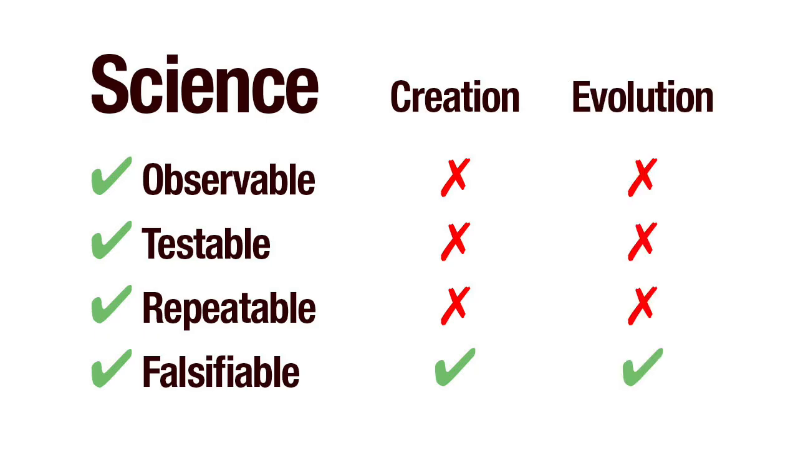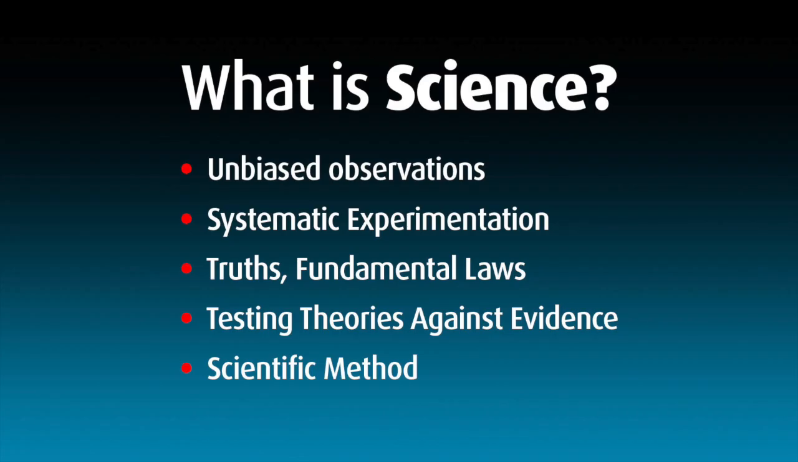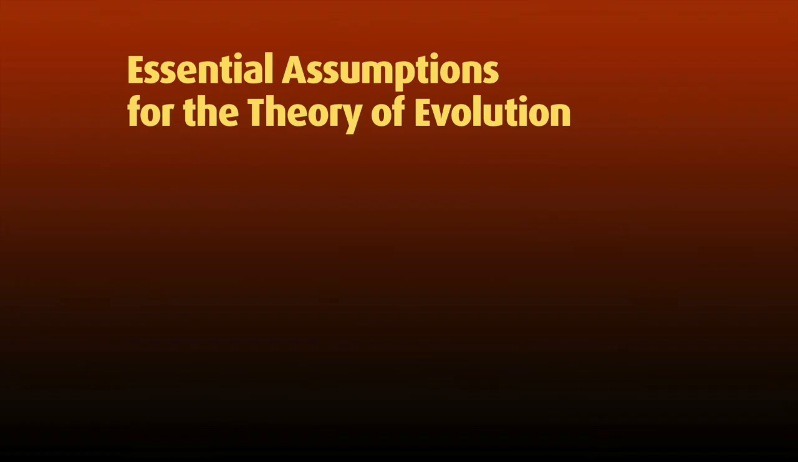If evolutionists were equally honest, they would also admit that evolution is not observable, it's not testable, and it's not repeatable, because if evolution really happened, it was also in the very distant past, but it can be checked against known data or evidence, and that's what we're going to do. To summarize what we've covered so far, science is supposed to be unbiased observations, it's supposed to be systematic experimentation, it's supposed to be truths and fundamental laws, we're supposed to test theories against evidence, and we're supposed to use the scientific method.